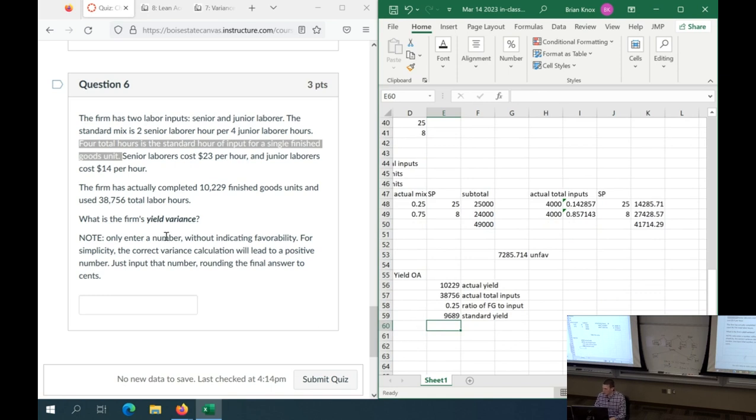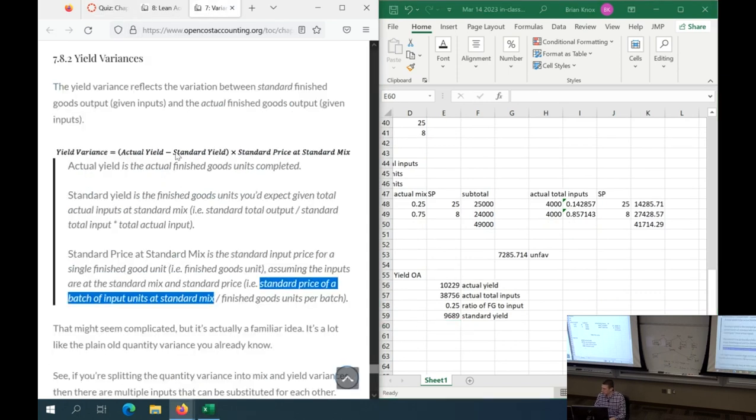Okay, now we have the two items inside the parentheses here. The difference between those two is inside the parentheses. These two cells. Actual yield minus standard yield. So we have 540 extra units of yield. We got like extra bang for our buck. We need to multiply that by a price so we can give it a dollar amount though.